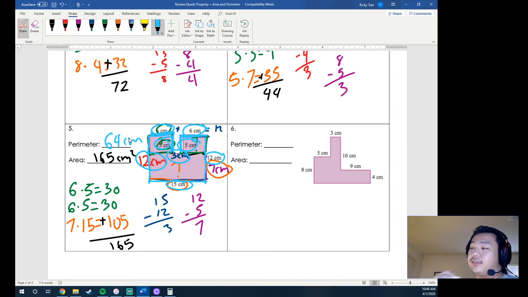I'm just getting you guys used to area and perimeter. All right? Let's do the next one. Again, we're missing, let's see, what side are we missing? We're only missing, I believe, this side right here.